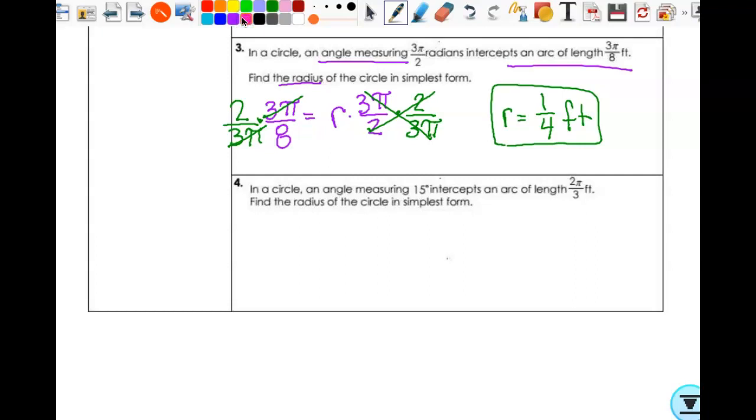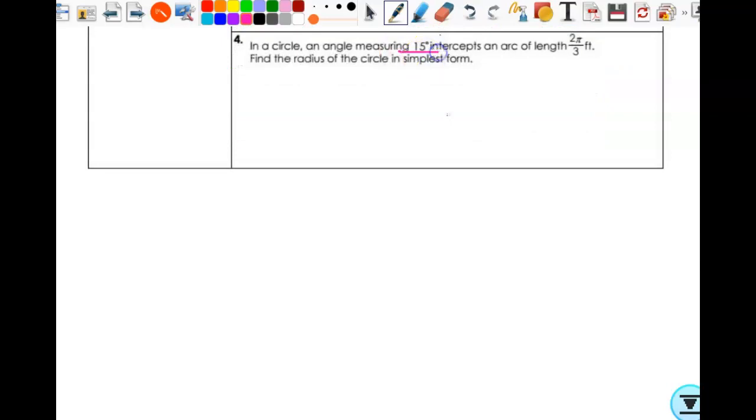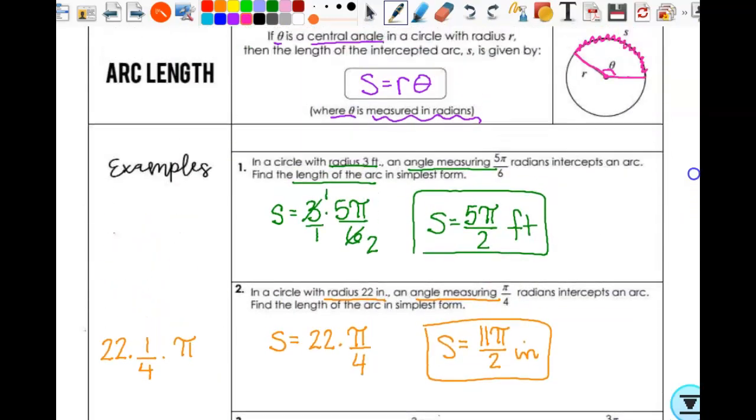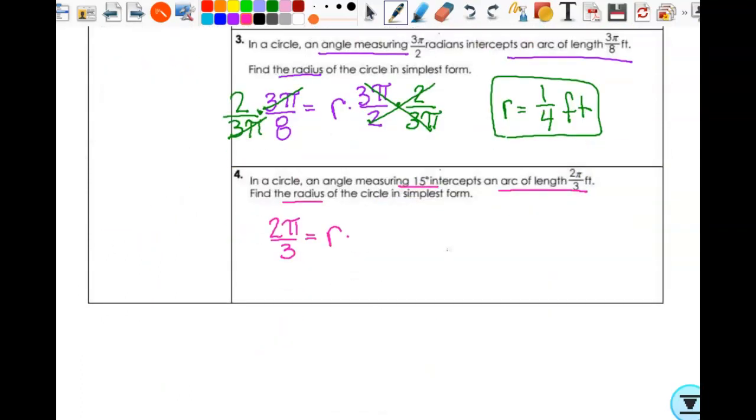All right, let's look at number 4. In a circle, an angle measuring 15 degrees intercepts an arc length of 2 pi thirds. We're looking for the radius again. So our arc length is 2 pi thirds. It's equal to the radius that we don't know times the angle. Can I put 15 in there? No, why not? It's not in radians. This formula only works when it's measured in radians, okay? So that means I can't just plop 15 in there.